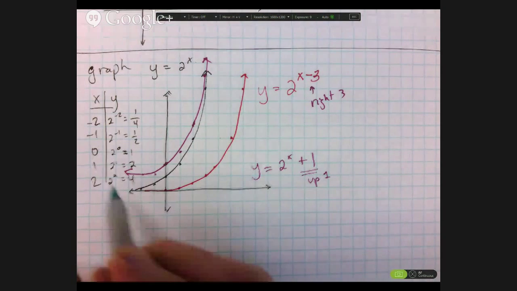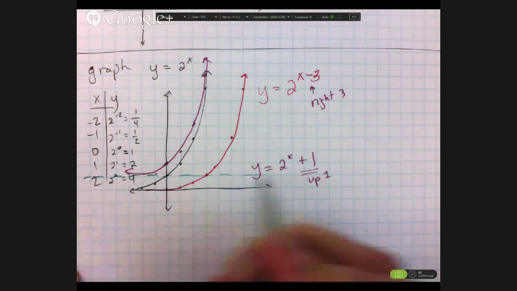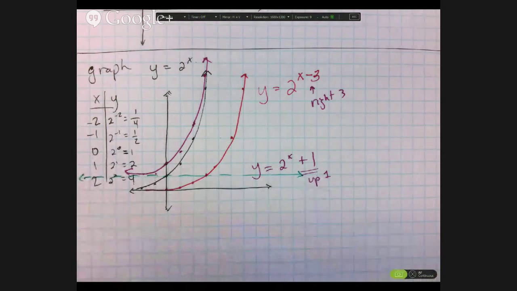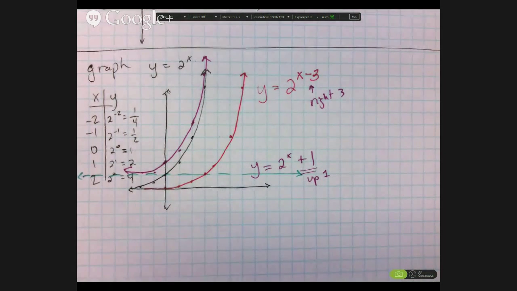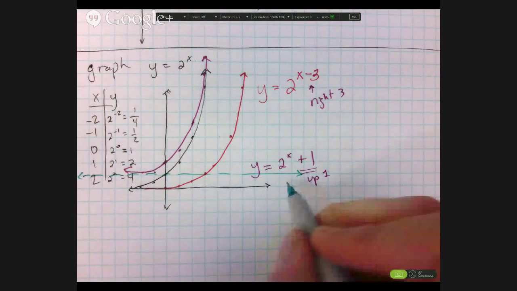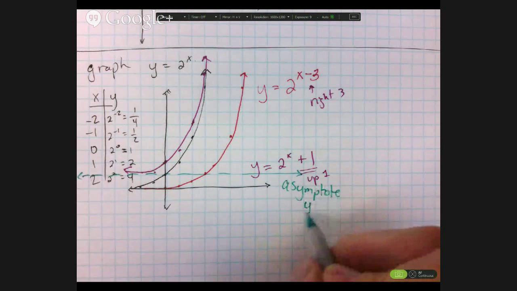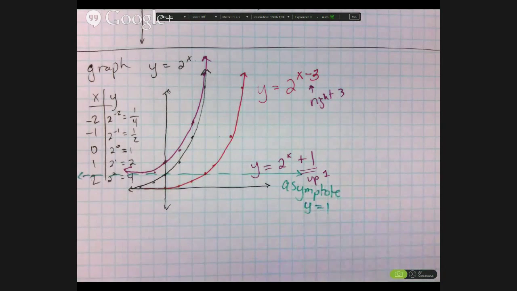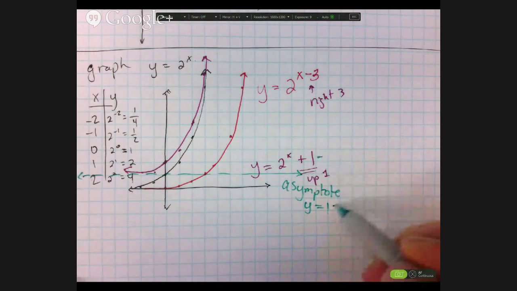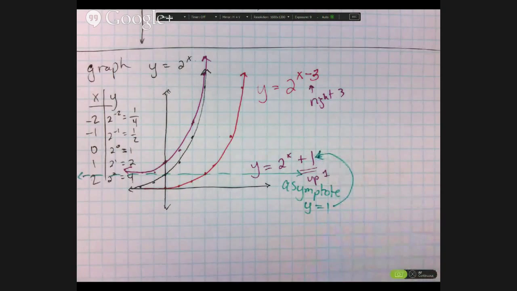Will that graph ever touch that line? Yes or no? I heard no, no, no, no, no. Okay, you win. What's that called? A what? Hey, somebody just said it. It's at y equals 1. Notice, right? What's the asymptote of that one?